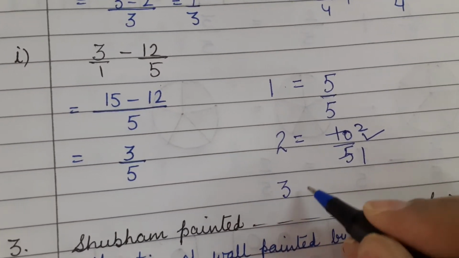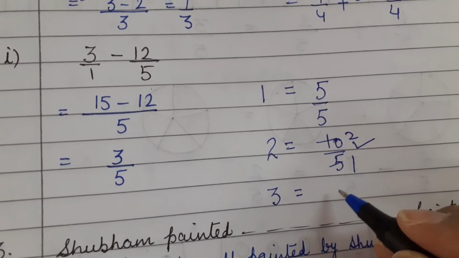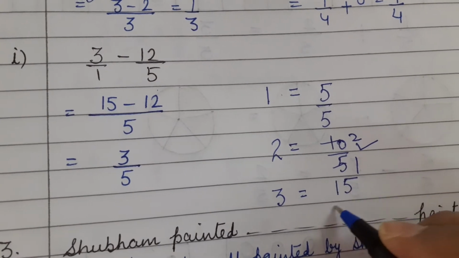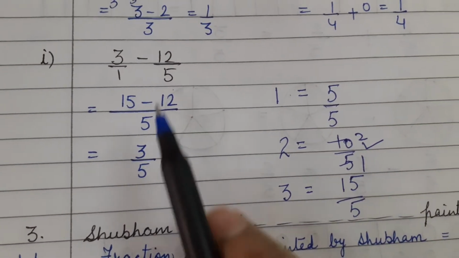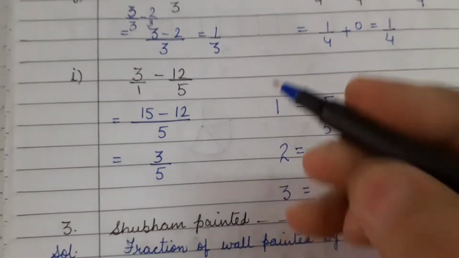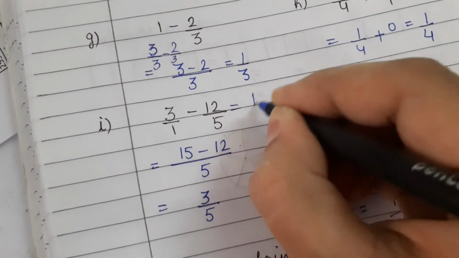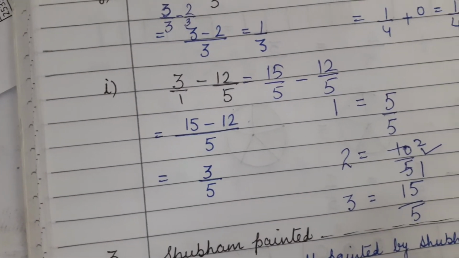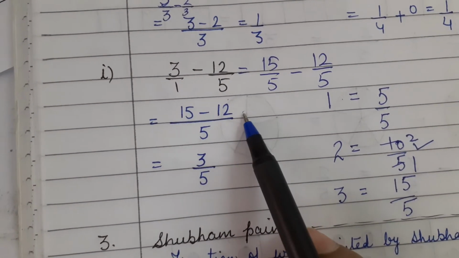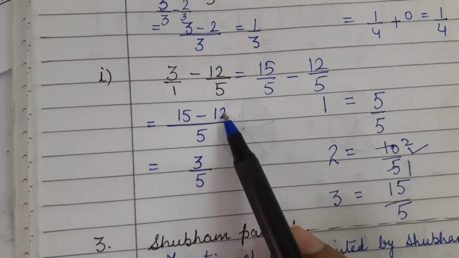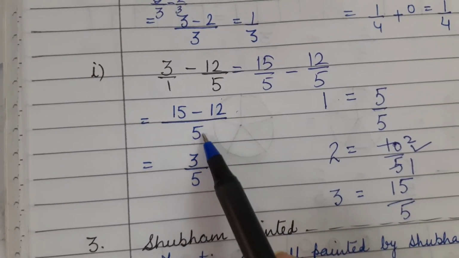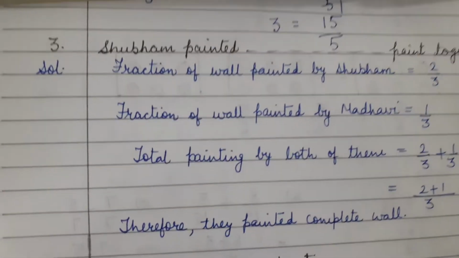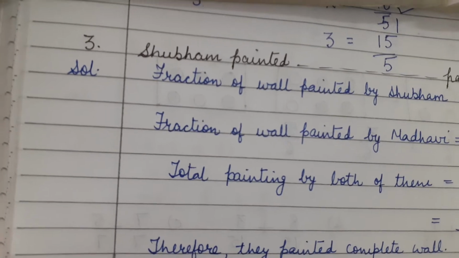Now I have to write 3. Because in the table of 5, what comes at 3? 5 3s are 15, that is 15 by 5. I can write this 3 as 15 by 5. 15 by 5 minus 12 by 5, and I can solve this fraction. Again I have to subtract the numerators, 15 minus 12, the denominator will come as it is, and the answer is 3 by 5.